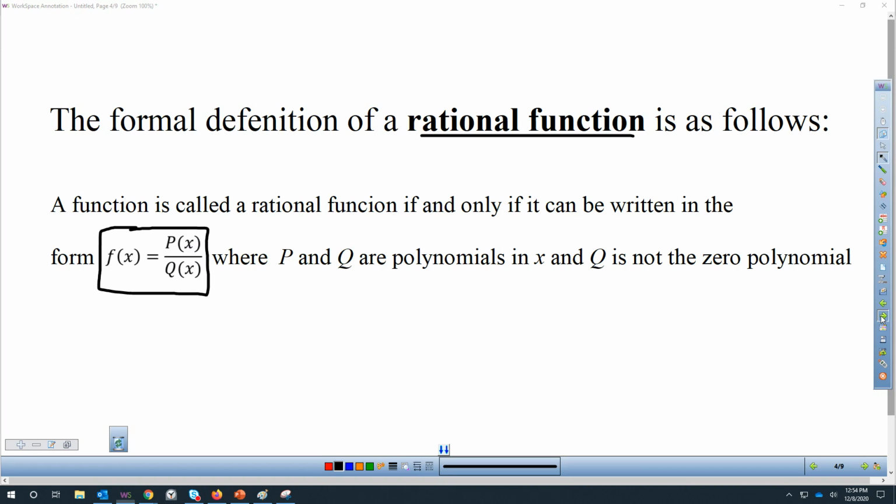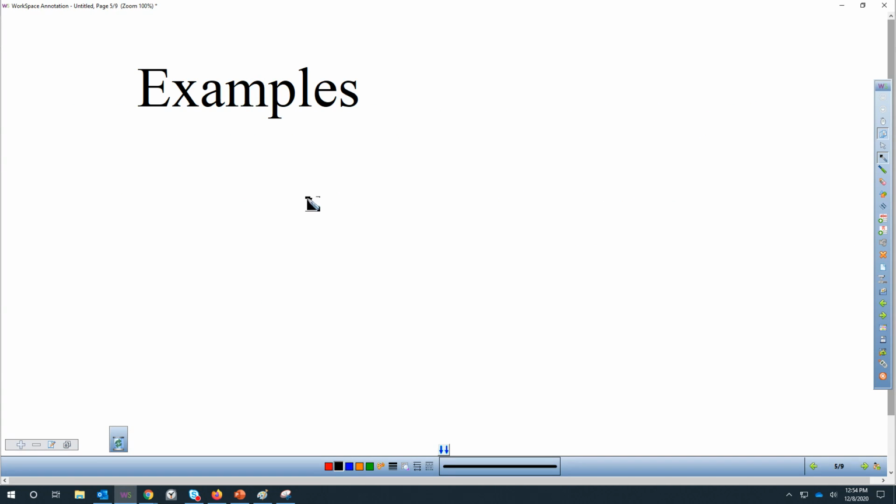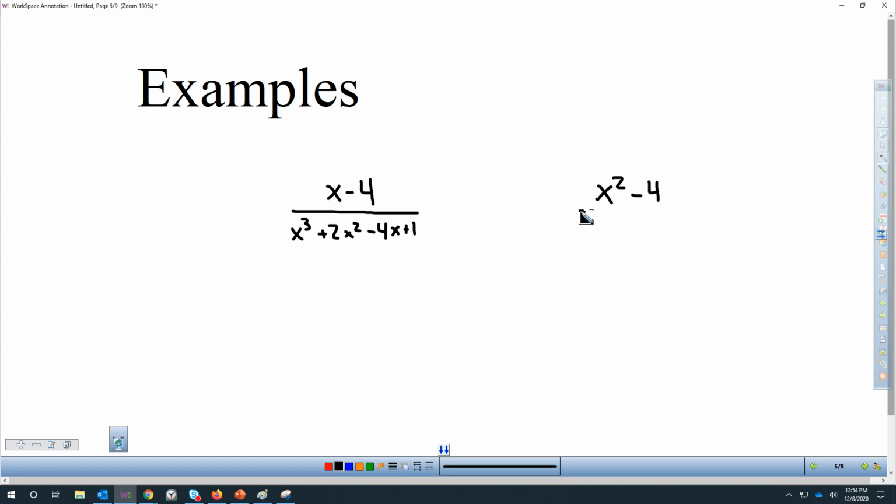So let's look at some examples. I could do something like that right there. That is a rational function because it can be expressed as a ratio of two polynomials. Another example might be something like x squared minus 4 divided by x minus 3 times x plus 1. Now this x minus 3 times x plus 1, that is a polynomial.